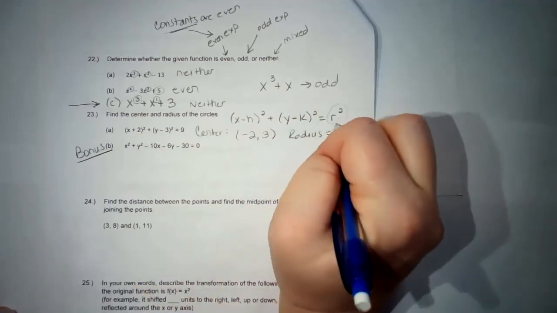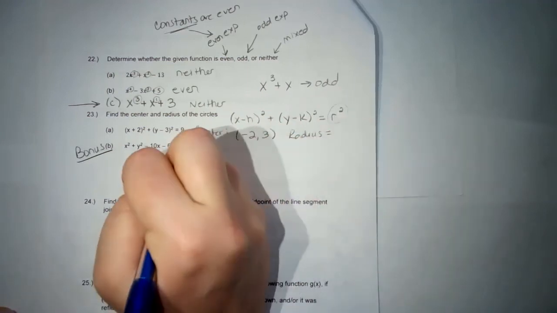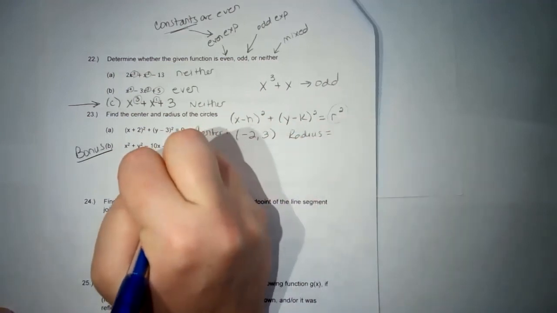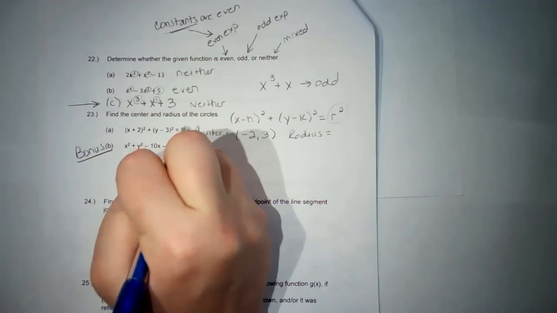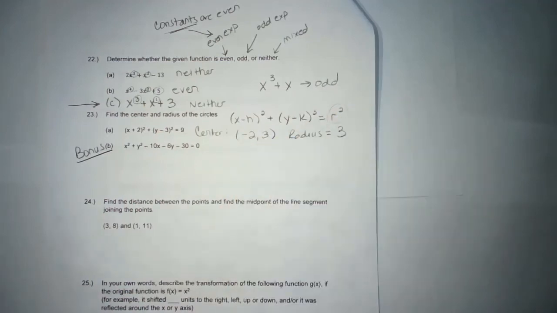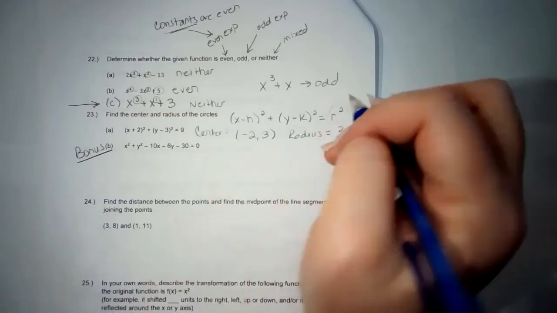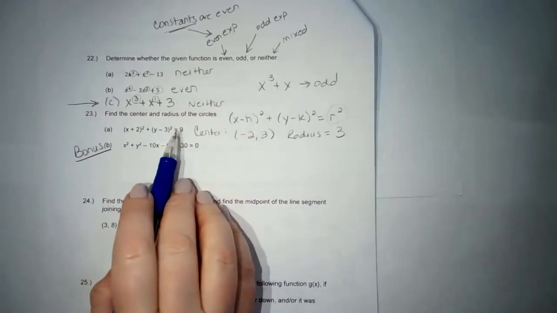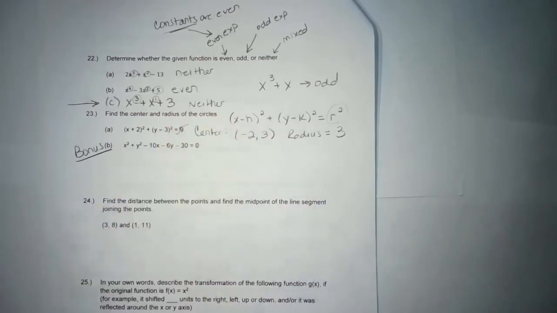Okay, what's my radius? So this one, it means that this number here is squared. So to find your radius, you take the square root. So it's 3. Okay, and a radius is a distance, so you just take the positive, the 3. Make sure if you need to write on here that you have to take the square root. There you go. Is that good?